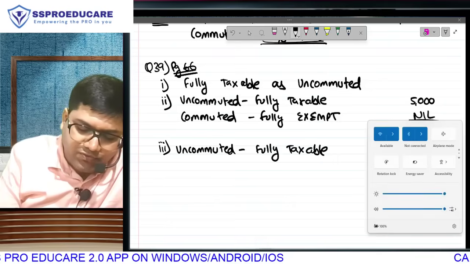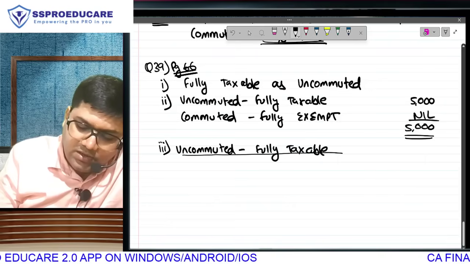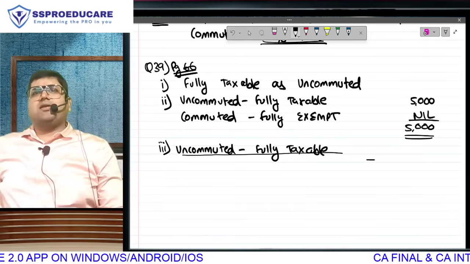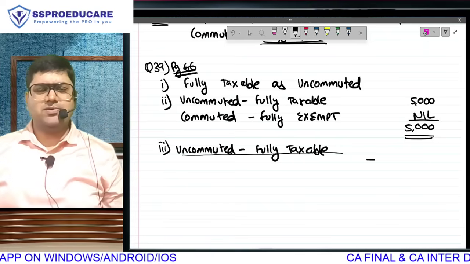So I want to know from you, in the outer column, what is the amount. I just want to know the amount received, because the amount received is the only amount taxable. Exemption is going to be 0. Only amount received, tell me please.